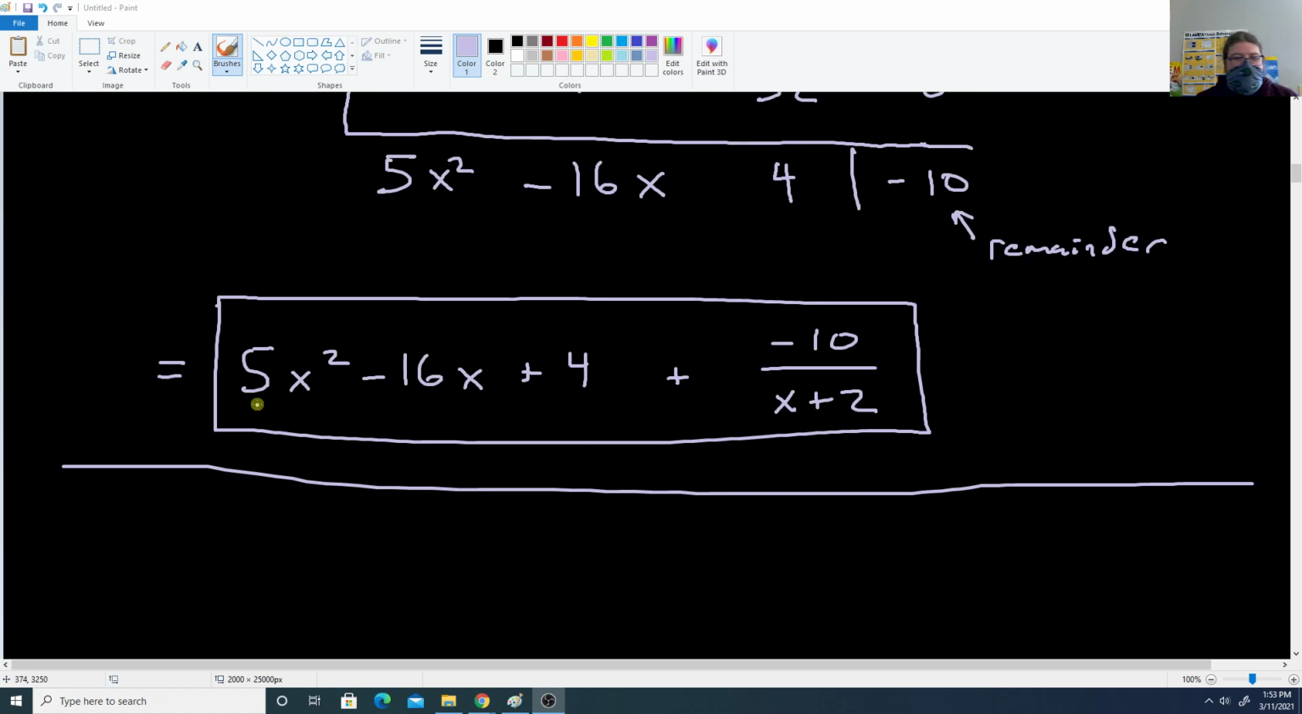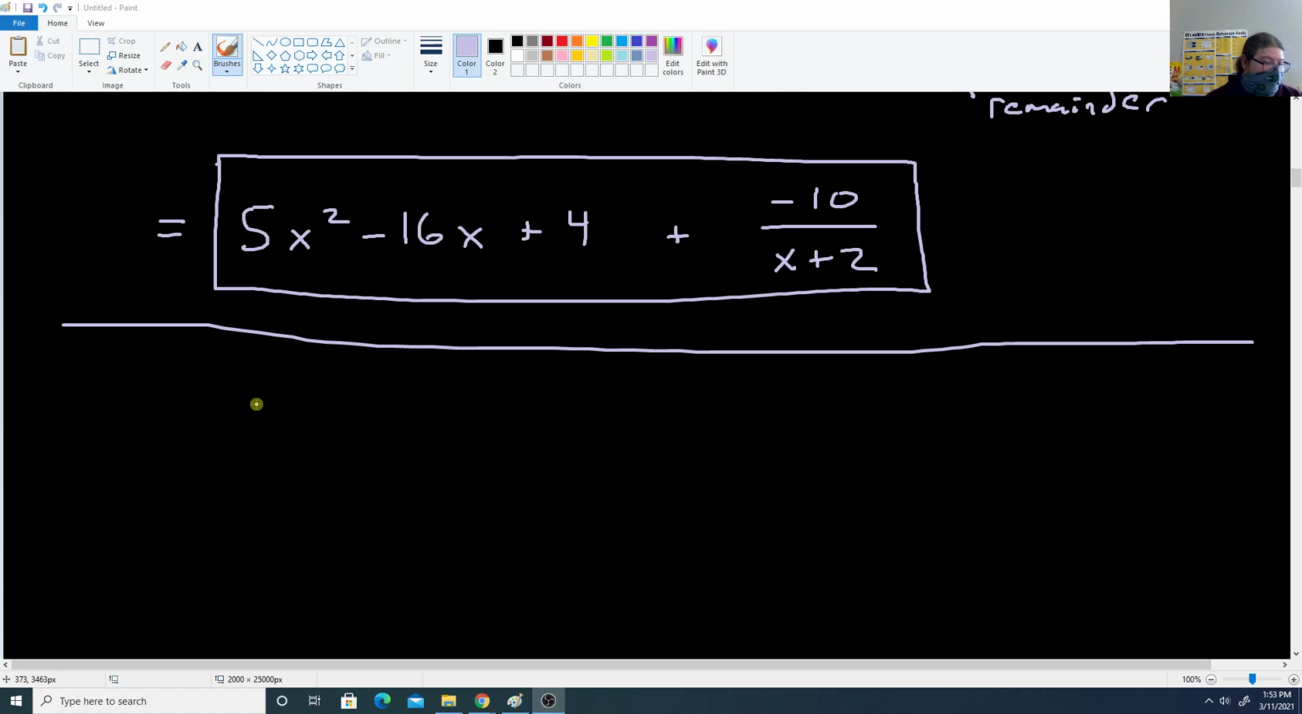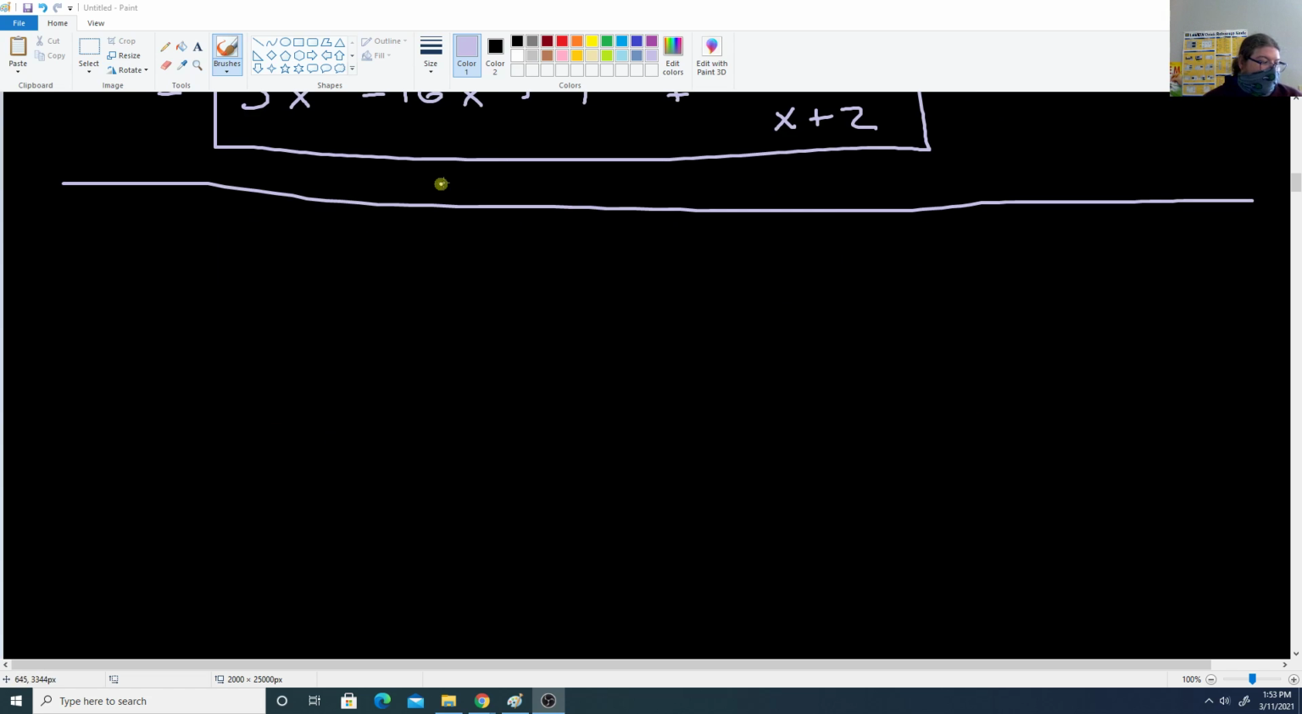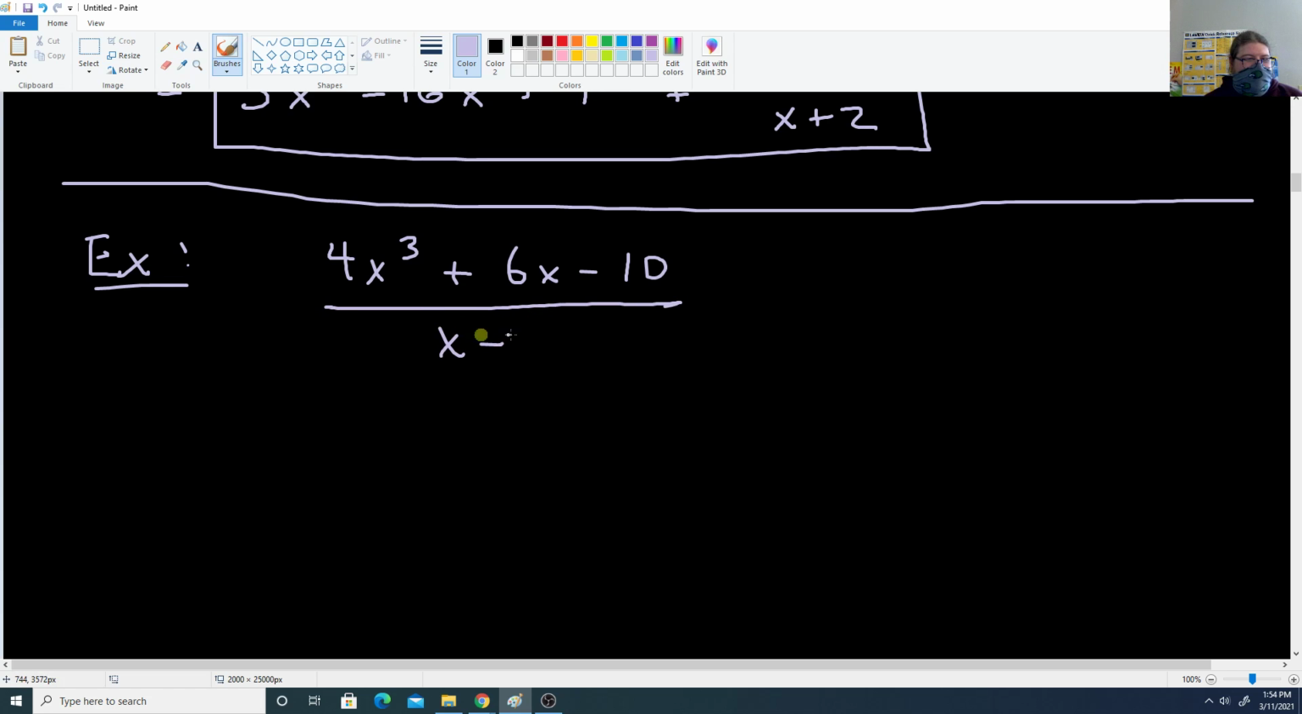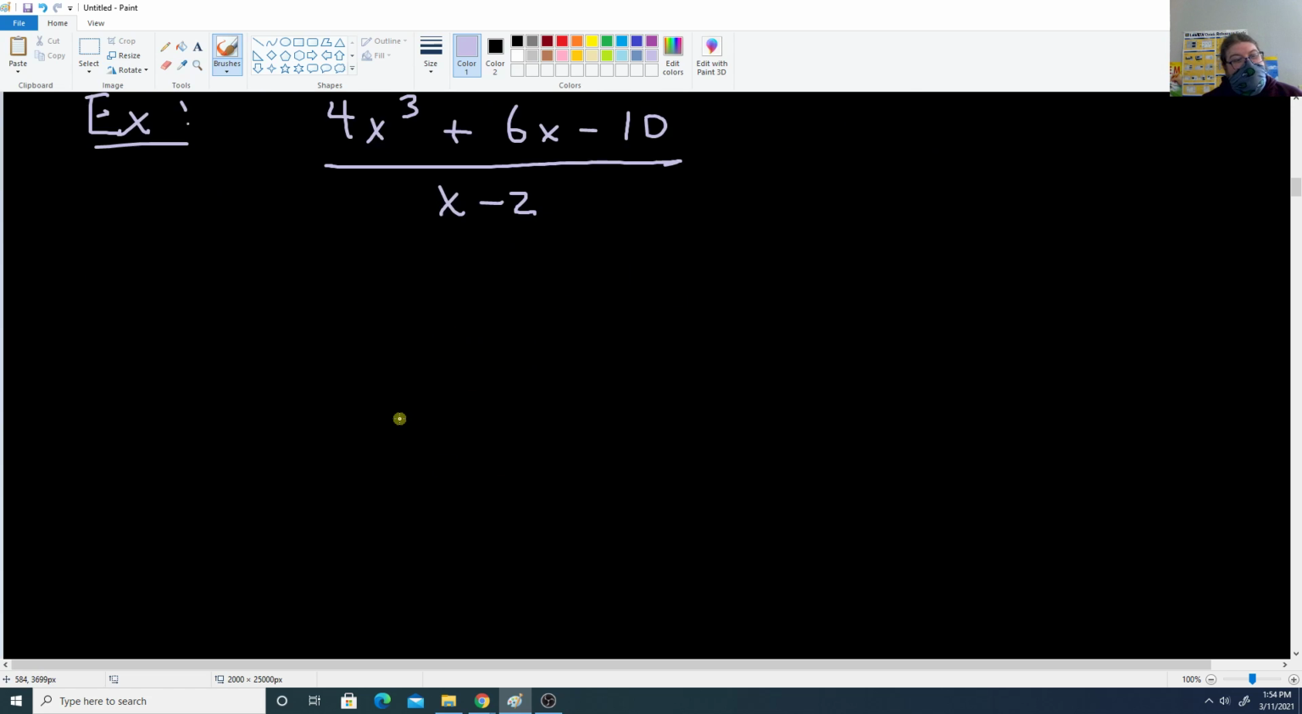Okay, so we're going to look at another thing that we can do with synthetic division. So I guess actually let's do a second synthetic division example. So let's say we had 4x cubed plus 6x minus 10, and we want to divide that by x minus 2. So we would start a synthetic division.